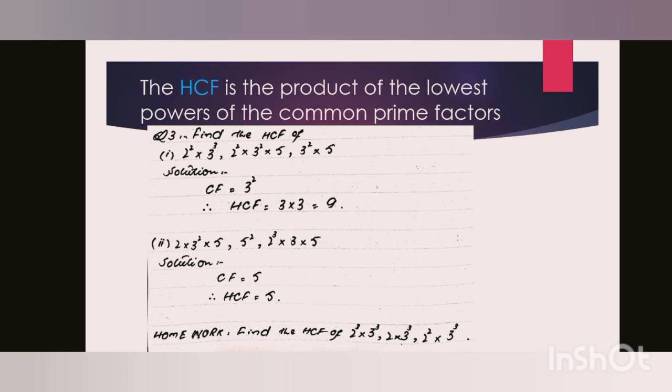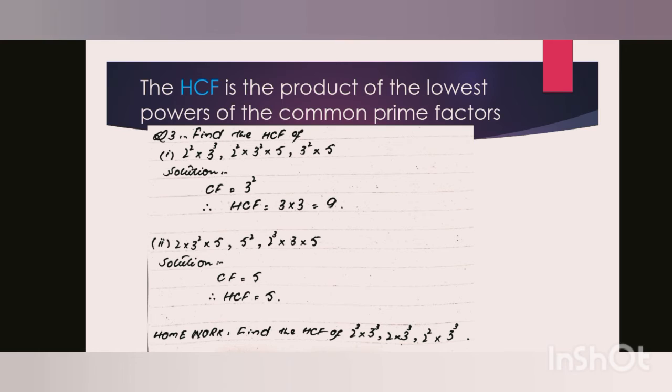So first we find the common factors, which is the number which is common in these three numbers. 3 squared, we can see 3 squared is present in all these factors, okay? So common factor is 3 squared. Therefore HCF equals 3 into 3 equals 9, right? Now see the second part. 2 into 3 squared into 5, comma 5 squared, comma 2 cube into 3 into 5, right? The common factor is 5 here, therefore HCF equals 5.